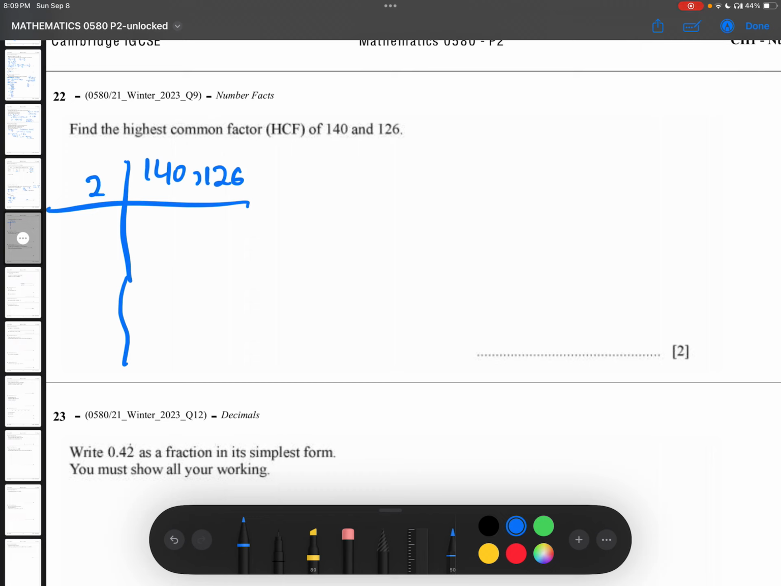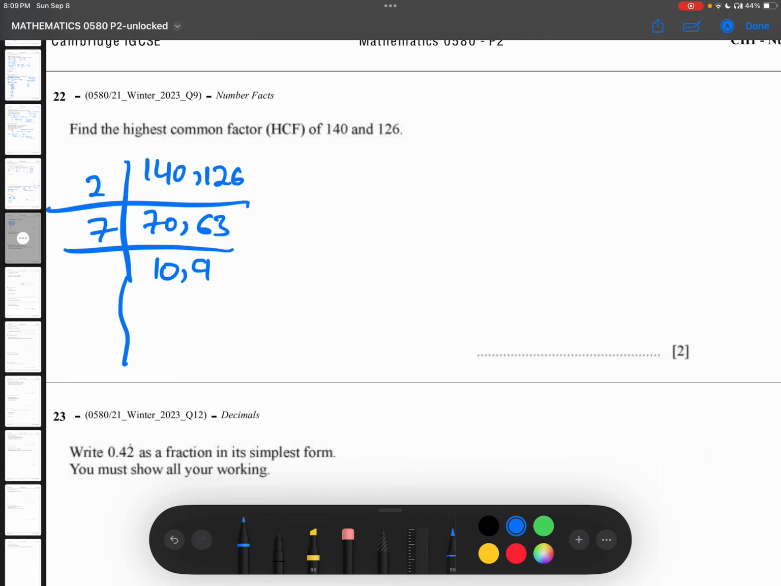So 2 multiplied by 70 is 140, and 126 divided by 2 is 63. Now we have 70 and 63, and both these numbers come in the table of 7. 7 into 10 is 70, 7 into 9 is 63. Now there is no common factor between 10 and 9, so we just leave it over here. We don't need to go down further.